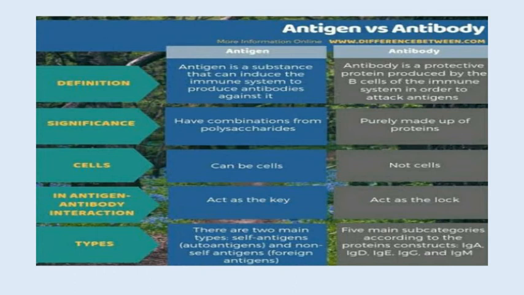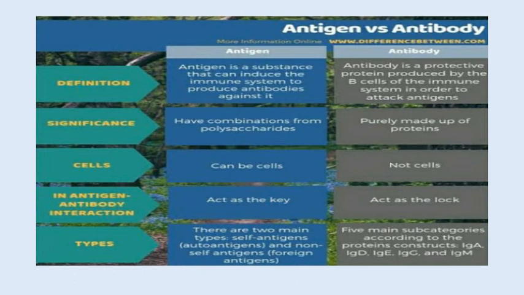And antigens can be cells, like bacteria and viruses, and all these pathogens are cells, so they have antigens on their cell surface membrane. Whereas antibodies are not cells, they're just proteins, just biological molecules. When antigen and antibody interact with each other, the antigen acts as the key and the antibody is the lock. The key and the lock join together, and the white blood cells, lymphocytes, combine with the antigens and destroy them.